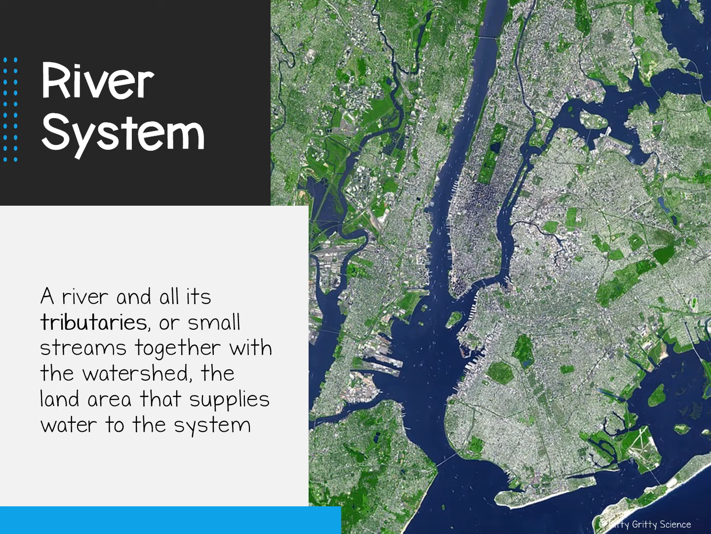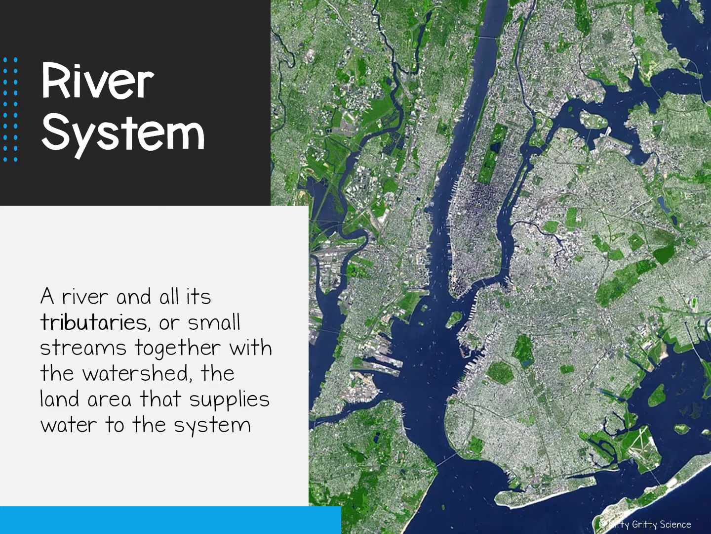Now, if you were to go on a hike in the woods, you may cross a stream or a small river. Well, that stream or river is actually just called a tributary, or a smaller stream and river that feeds into a main river. A river and all its tributaries together make up a river system. And due to the pull of gravity, they will all move downhill in a continuous path, just like water going down the drain in a bathtub.